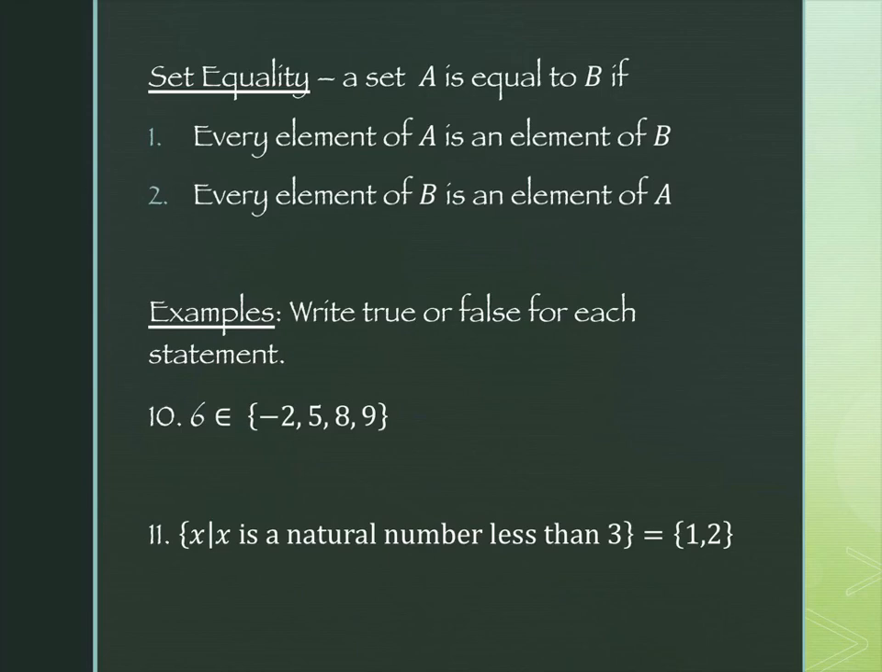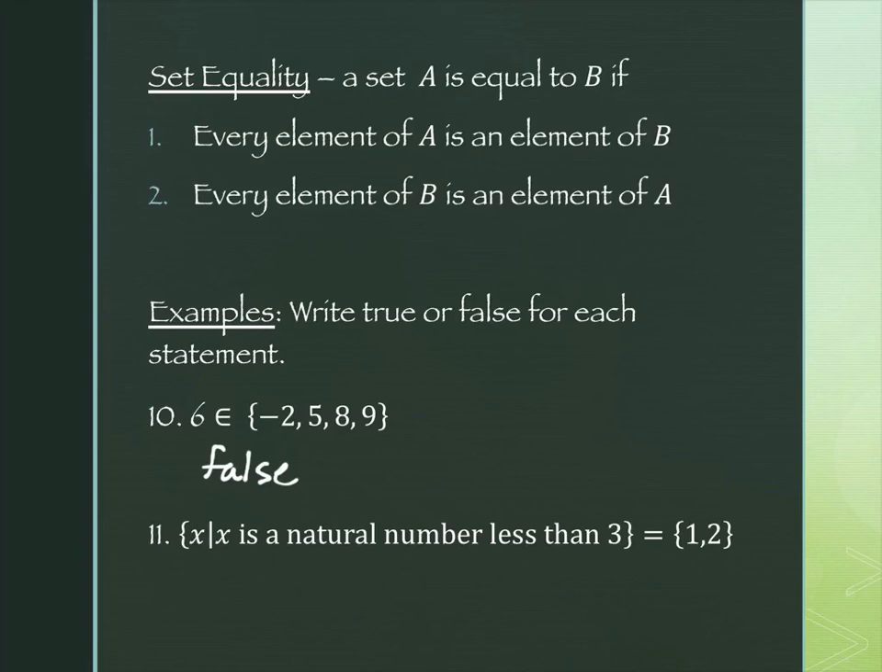So on the first one, number 10, it's asking us to write whether or not this statement is true. This says that 6 is an element of negative 2, 5, 8, and 9. Is that true or is that false? False. That is false. So we would write down that it is false. It's not false because it's a set. It's false simply because it's not in that list, right? It's just not an element of it.